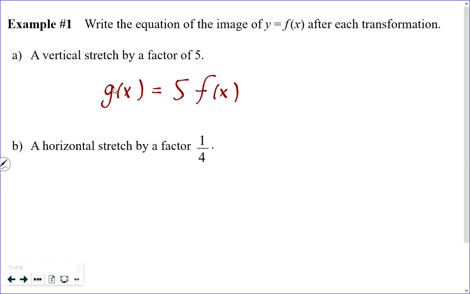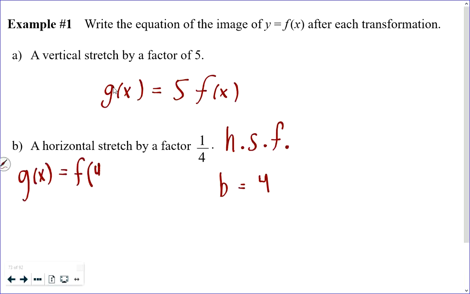If I stretch the original function by a factor of 1/4 horizontally, well, this is the horizontal stretch factor. And you would never write that on an exam because who knows what somebody thinks you think it means. But I'm just teaching here. If that's the horizontal stretch factor, then b is the reciprocal of that stretch factor, which is 4. So the number in the equation in front of x will be 4. The parameter b is 4.